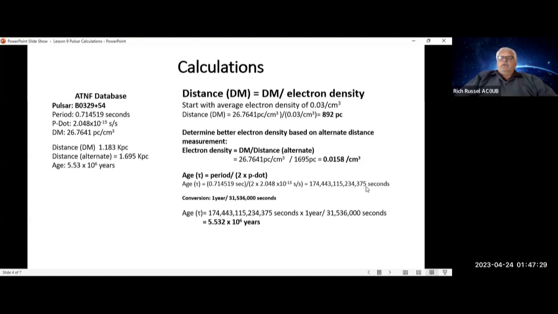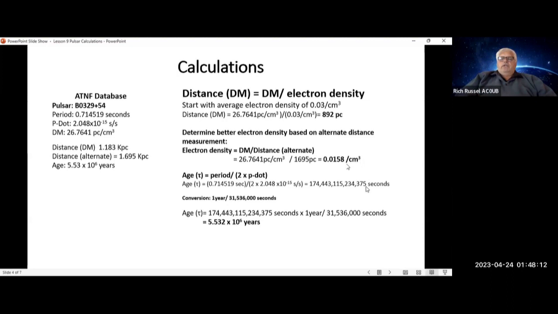So we're going to go ahead and use the dispersion measure and the alternate distance to determine what electron density we would need in order to get the 1695 parsecs. And if you look down here, you'll see that the number comes out to 0.0158 per centimeter cubed for electron density. That is how many electrons per centimeter cubed it would take to equal the dispersion measure at that distance across the galaxy.